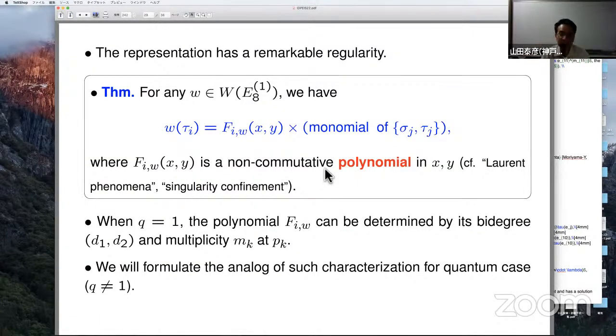And this regularity corresponds to the so-called Laurent phenomenon in cluster algebras, or the singularity confinement phenomenon in the Painlevé equation, the discrete Painlevé equation. And in the q equals 1 case, these polynomials can be determined by their degree and the multiplicity data at the points p_k. And we want to formulate the analogous characterization of these polynomials in the quantum case.